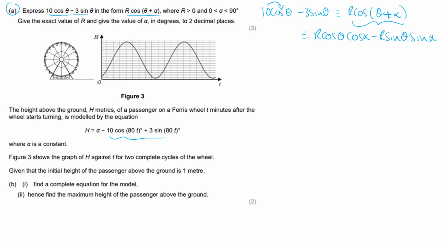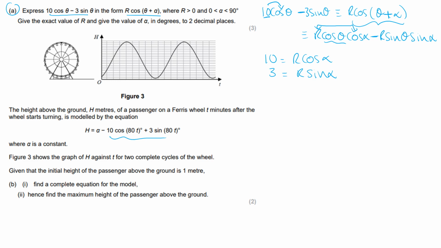So what is being multiplied by the cos theta is 10, and on the right, what is being multiplied by the cos theta is R cos alpha. So 10 is equal to R cos alpha. We don't need to worry about the minus, that's already come from the addition formulae. So similarly, 3 is just equal to R sine alpha. And now we square and add.